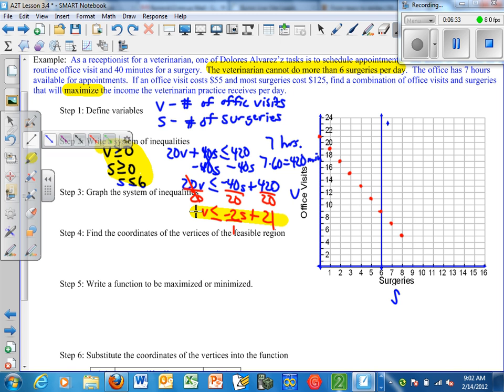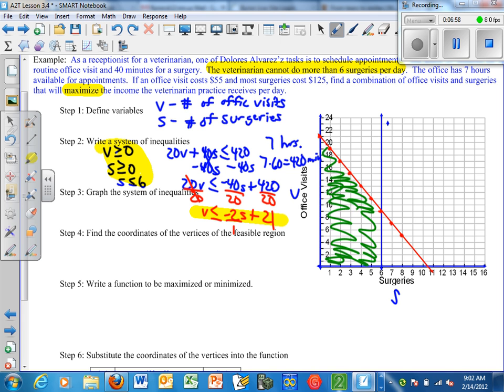So let me grab my line. I'll make it red here. So we're just like that. Notice we're going to shade below that. So basically the region I'm talking about, and let's use green again, is this region right here. This is what we call our feasible region. Right in there up to that line.